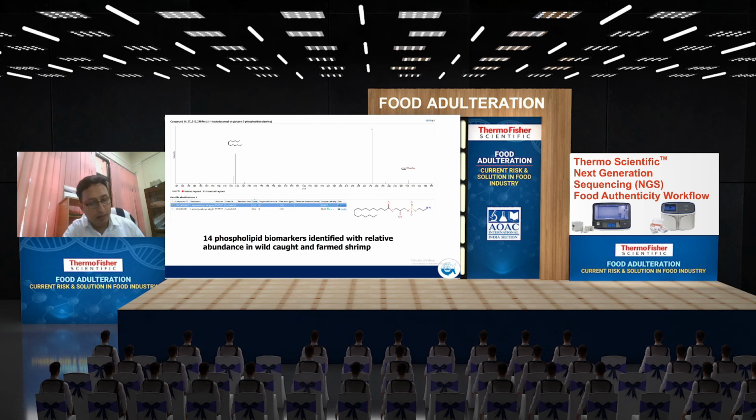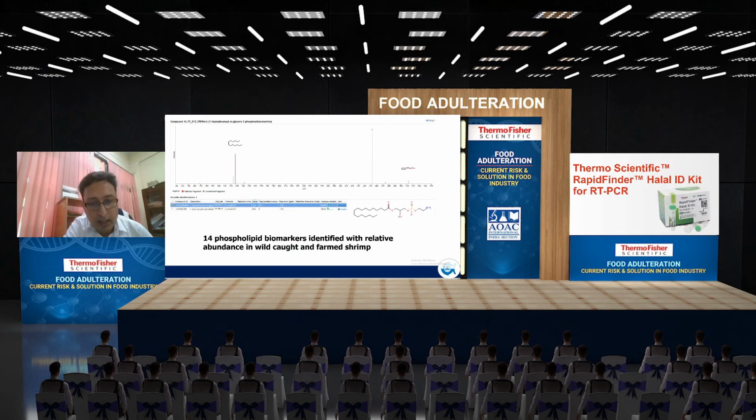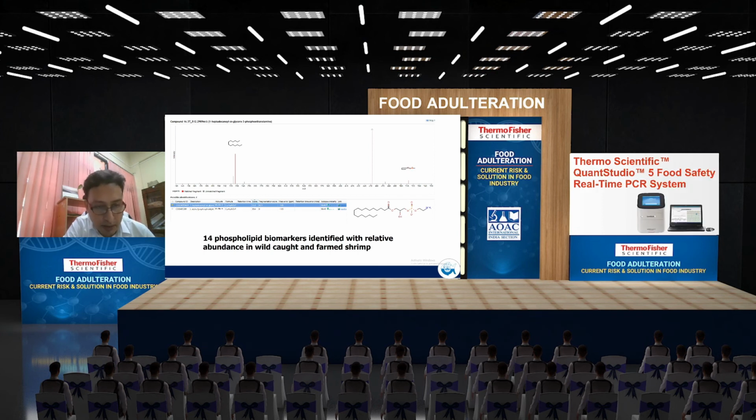So here, for identifying these biomarkers, we used MS/MS. We could identify some of the fragment ions, and also the mass error was less than 2 ppm in this case. So using only these 14 phospholipid biomarkers, we built a model.